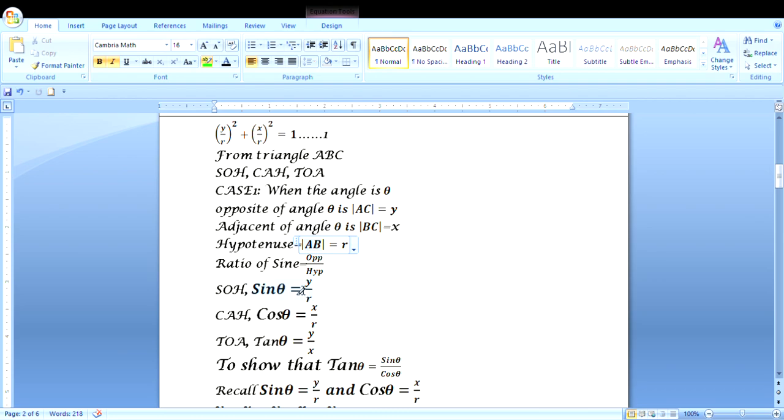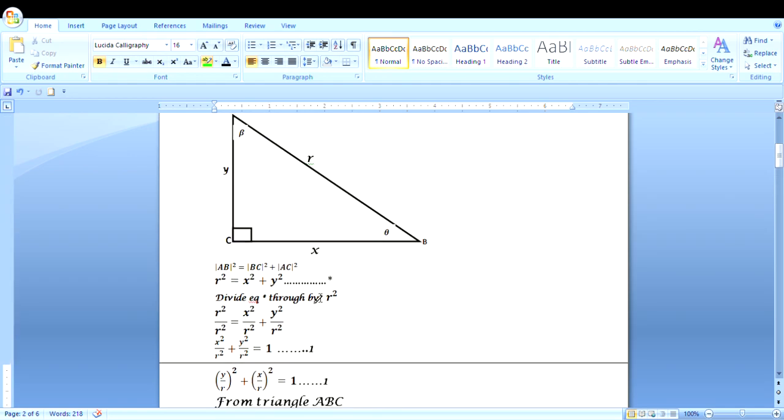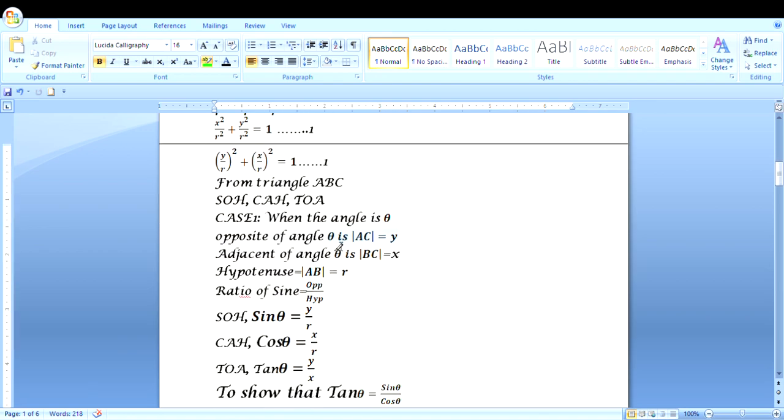Now let's look at the ratio of sine here. We say SOHCAHTOA, sine is opposite over hypotenuse. The opposite of this angle theta here is AC, which is Y, and the adjacent is X, while the hypotenuse is R, which is AB. So the ratio of sine here is opposite over hypotenuse, which is Y over R. You can see it here. Opposite is Y, and the hypotenuse is R, which is Y over R.